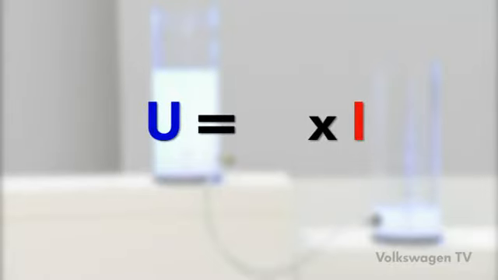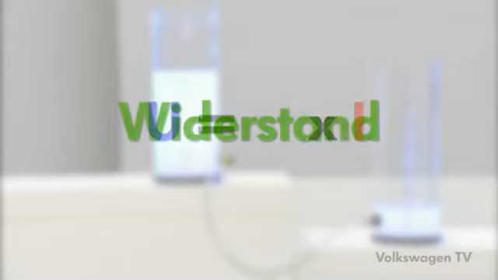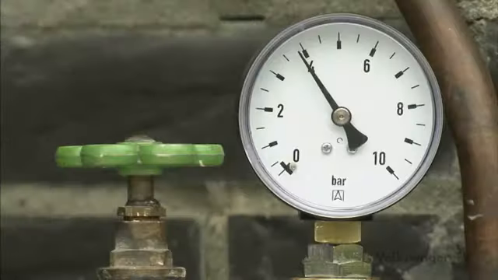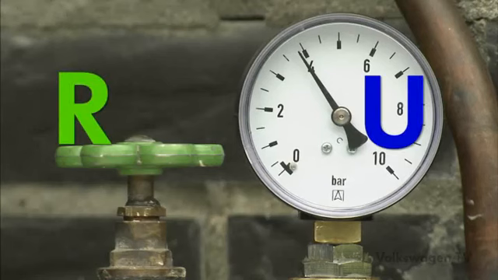Since Ohm's law is determined by three parameters, we need a further one to complete it. This is the resistance. In this case, the water tap represents the resistance. If the water tap is closed, the resistance is very large and the water pressure in front of the tap is high. In electricity, this means we have maximum voltage.